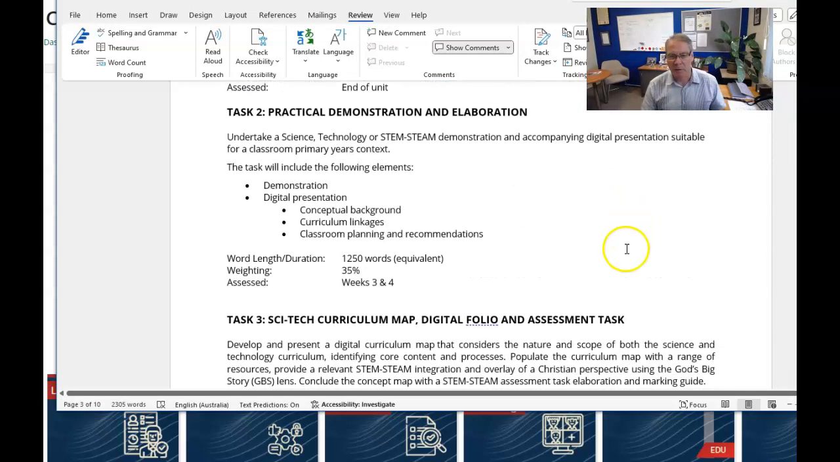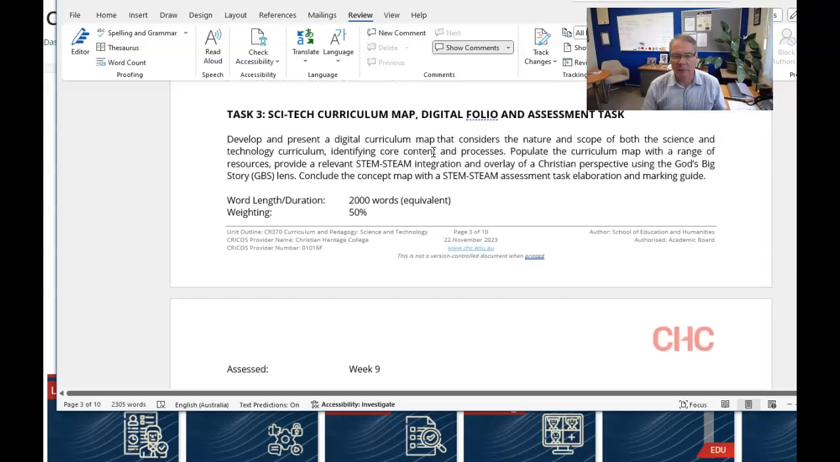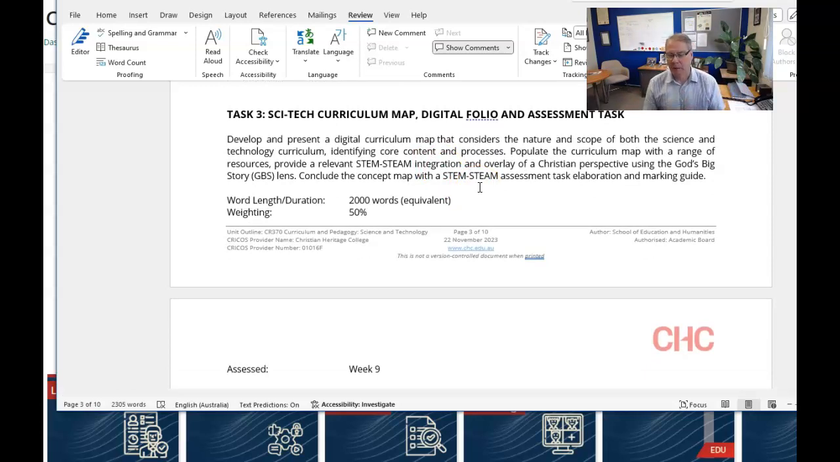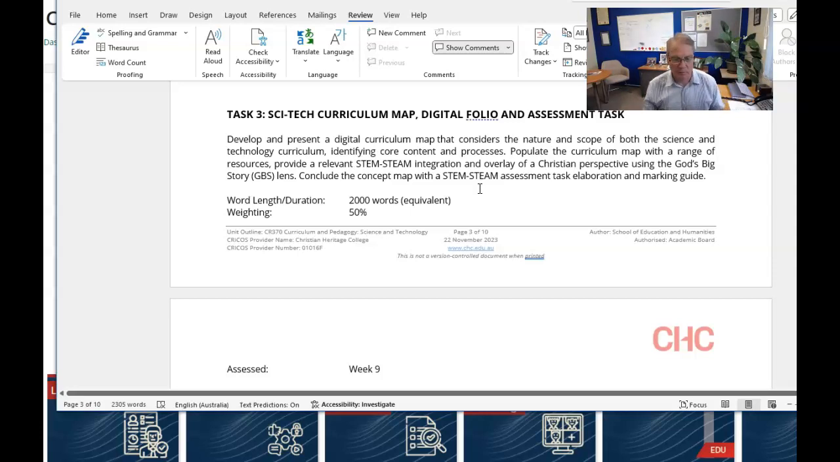The second assessment, as I talked about, is that you undertake a demonstration, whether science, tech or STEAM, and you present that, and you also present the learning, the concepts and the curriculum linkage behind those things. The last task is a digital folio where you include, for a year level, Christian resources, STEAM or STEM resources, but also standard resources that you might use if you're teaching this unit, and produce an assessment task relevant to one of those curriculum strands.